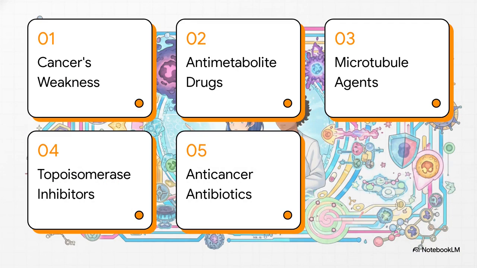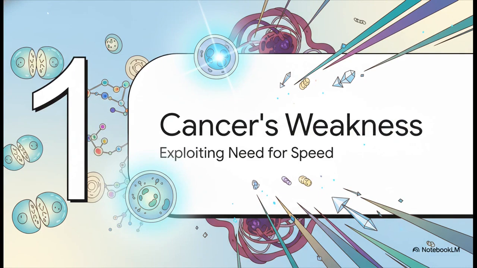Okay, so here's our battle plan for today. First, we'll look at the basic strategy, cancer's main weakness. Then we'll cover the imposters, the anti-metabolite drugs. After that, the saboteurs, which are the microtubule agents. Then the DNA breakers, the topoisomerase inhibitors. And finally, the heavy artillery, the anti-cancer antibiotics. Let's go.